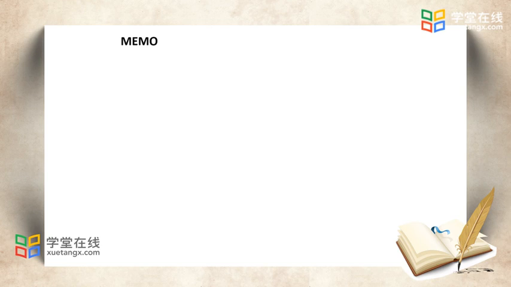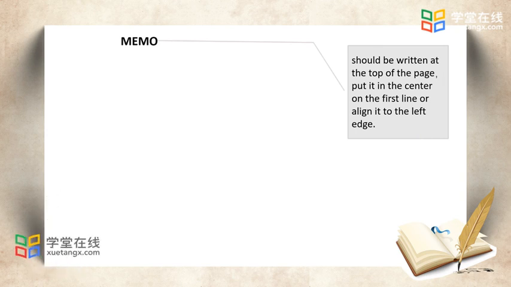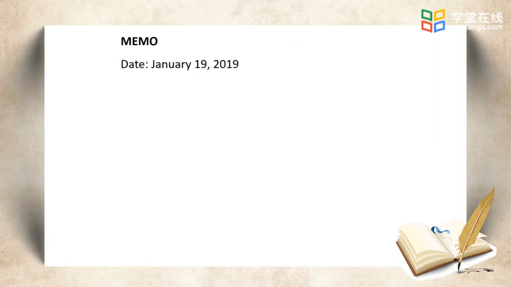The word memo or memorandum should be written at the top of the page. This word could be larger. You can either put it in the center on the first line or align it to the left edge. Then write down the date, for example, the 9th of June, January the 19th, 2019.